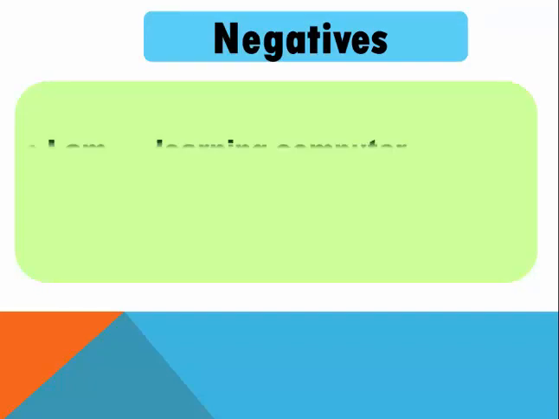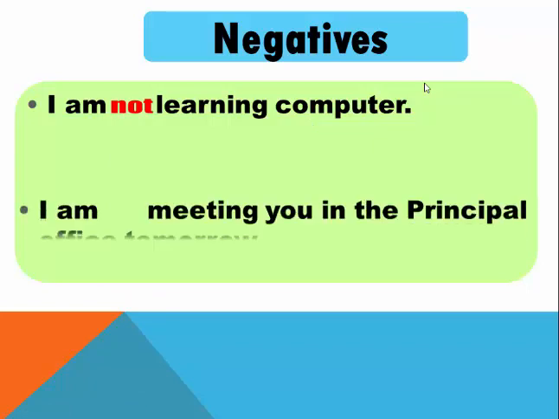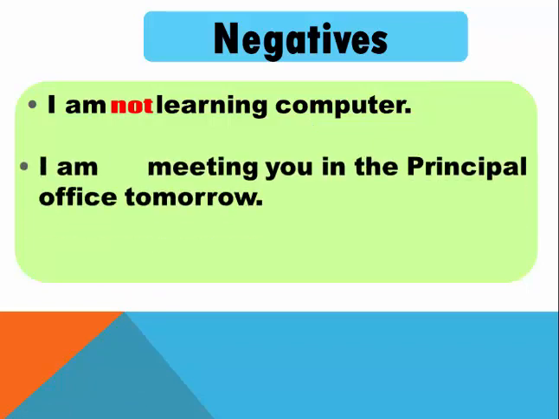Okay, a negative. Suppose this is a positive sentence: I am learning computer. It is very simple to form the negative. You have to add not to that: I am not learning computer. Similarly, I am meeting you in the principal office tomorrow. Simply add not: I am not meeting you in the principal office tomorrow. Okay, that's fine.